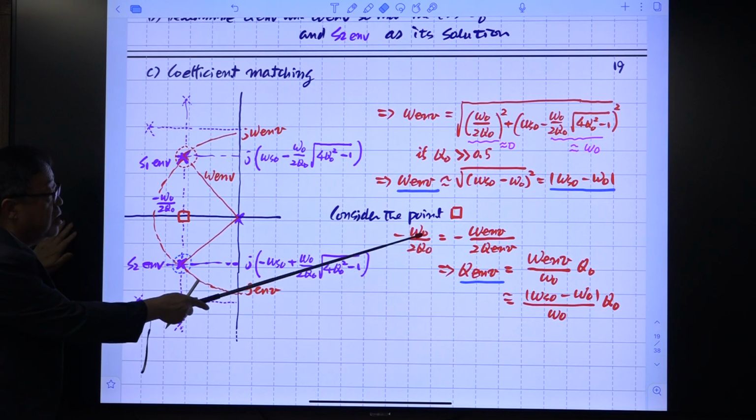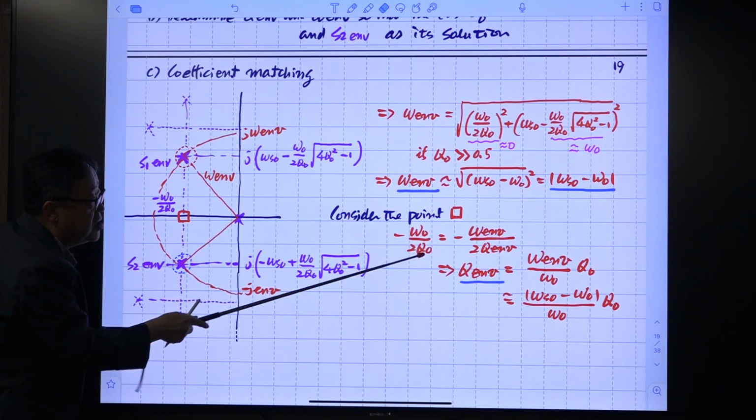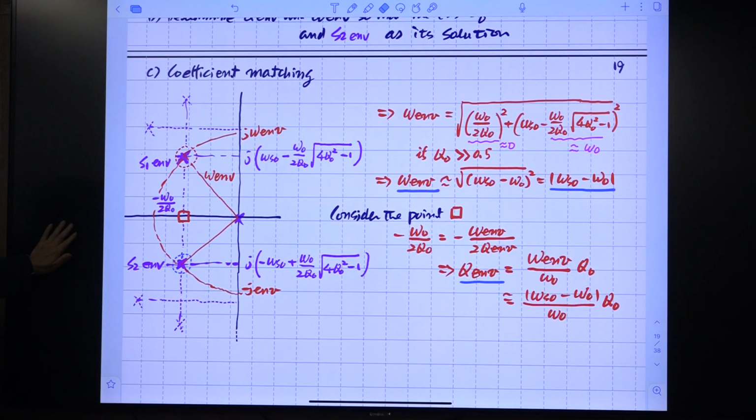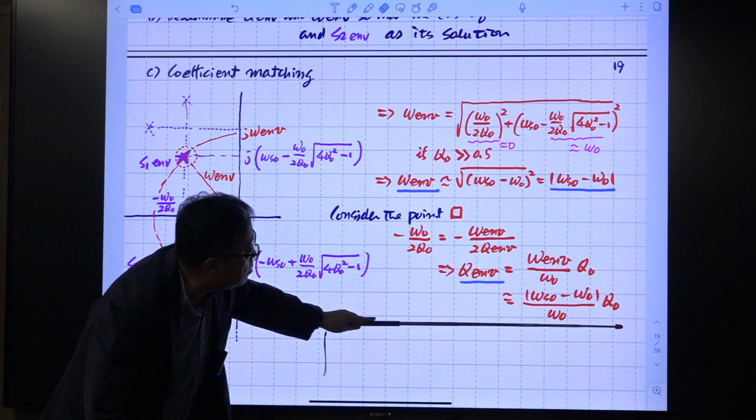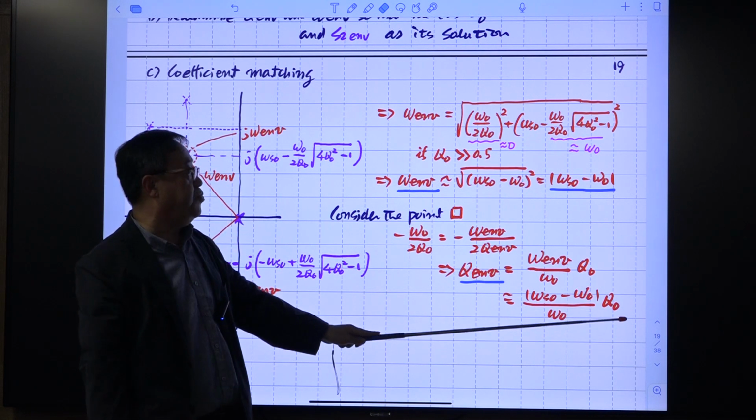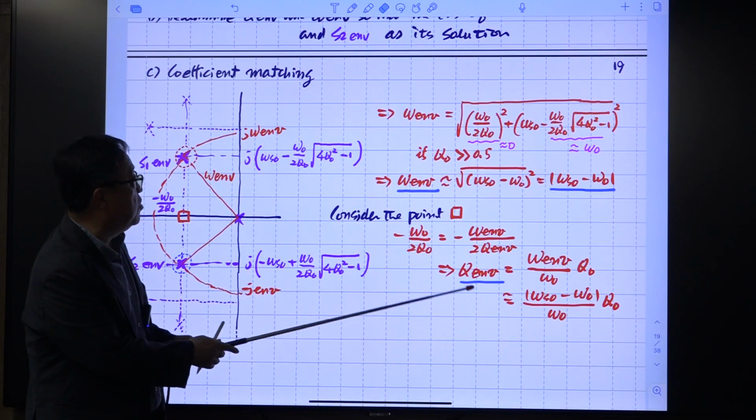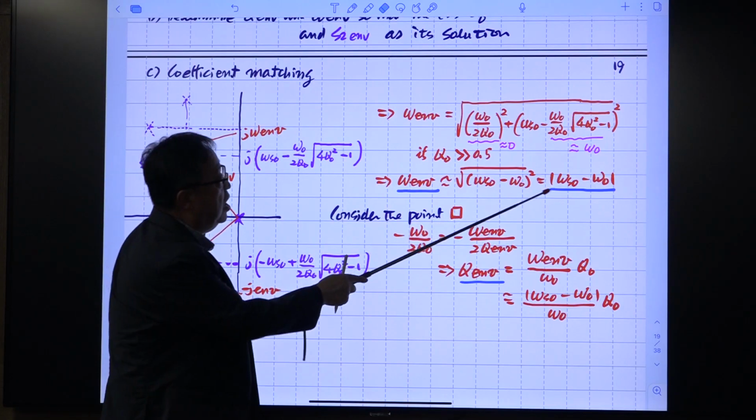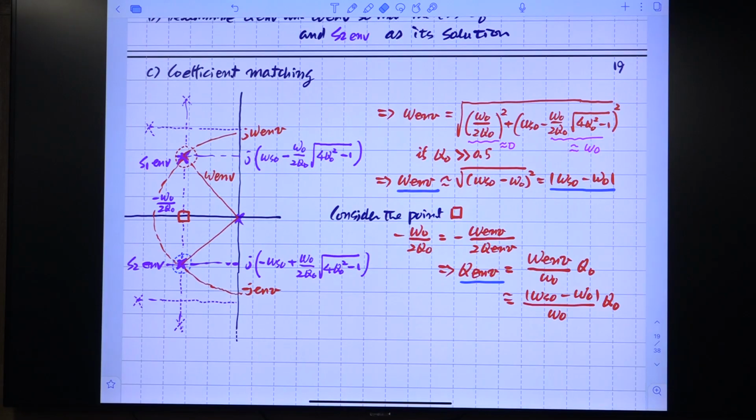They remain the same. Just omega naught is replaced with omega,ENV, and this one is replaced with Q,ENV. Then it simplifies and becomes like this, and this is the expression. In some cases it can be further simplified, but this is simple enough. So we have expressions for omega,ENV and Q,ENV. Then we know everything about this quadratic term. That term determines the dynamics of the envelope.